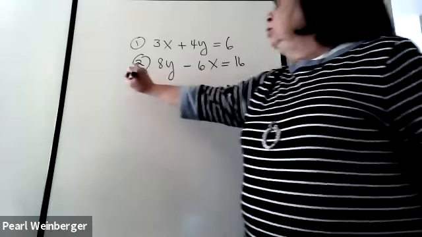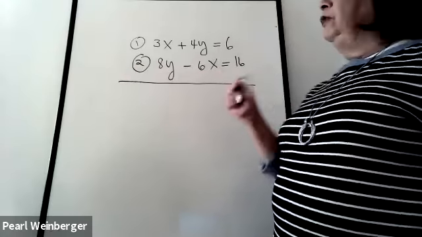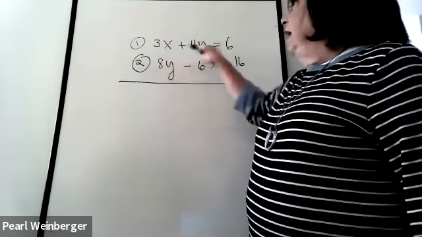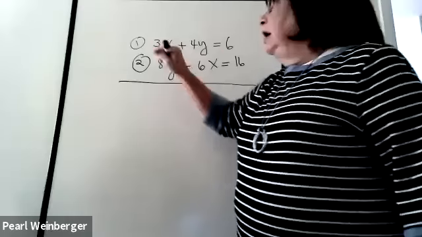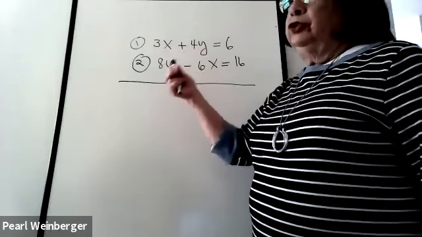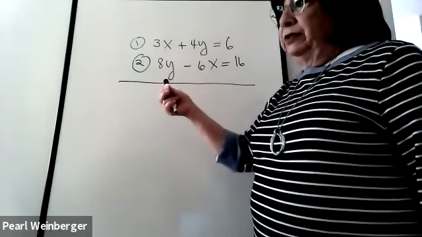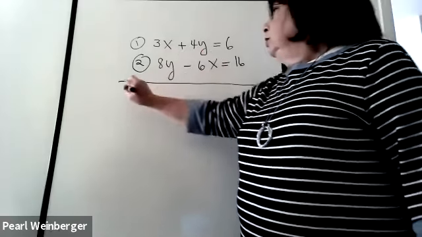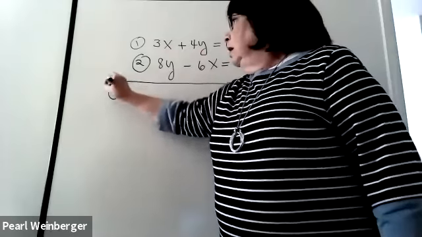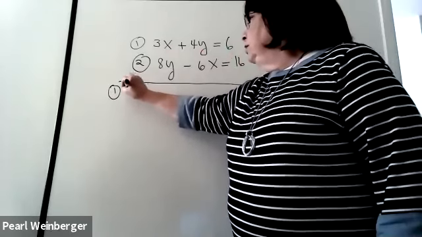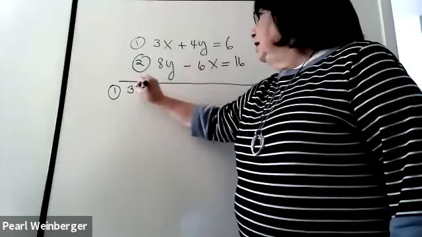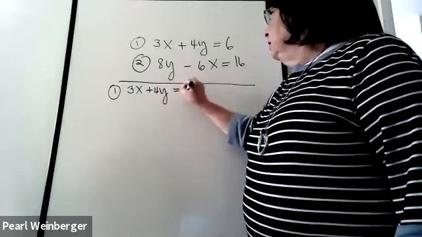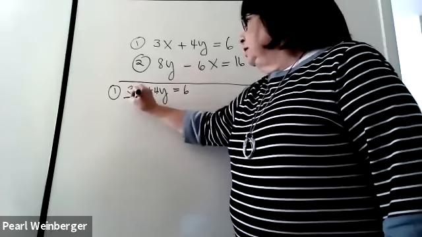So in order to do this, what we have to do is find out the slope of the lines. And the way we find the slope of a line from the equation of the line is we put it in the slope intercept, the y = mx + b form, and look at the number in front of the x. So here's number 1. I'm going to put that in the slope intercept form. So this is going to be 3x + 4y = 6. Bring the 3x to the other side.